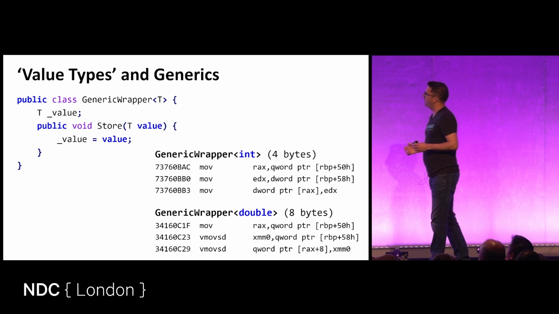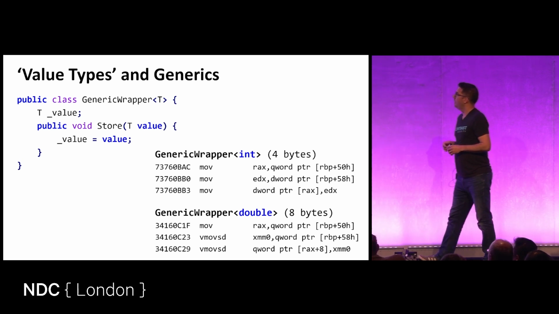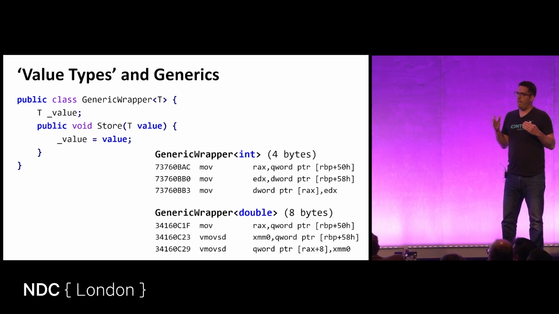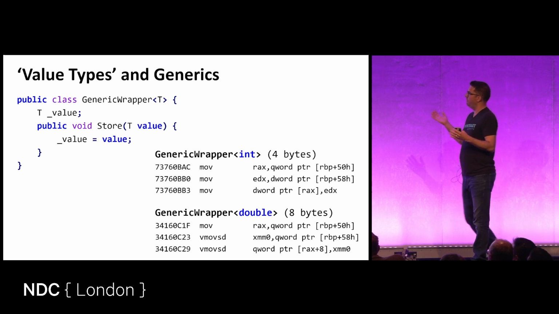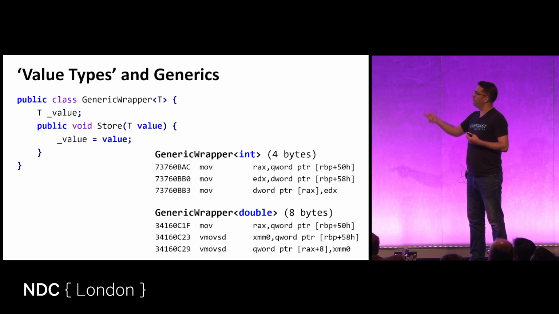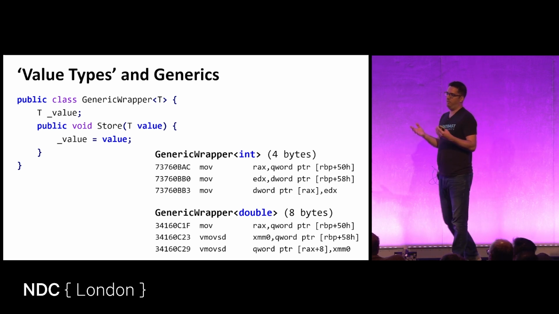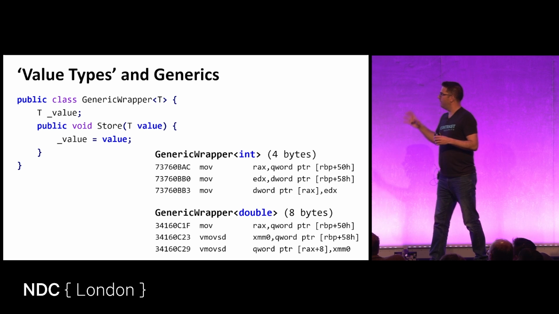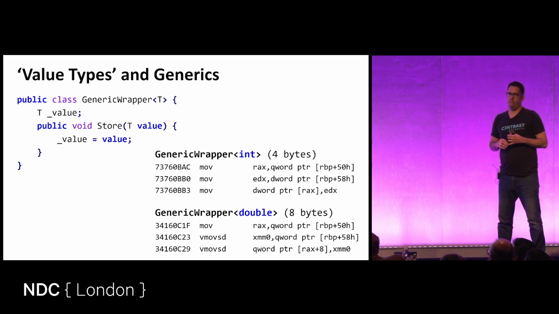Another thing about generics, this might be a bit more known, but if you have a generic method, simplest one possible, literally storing a value. It's a wrapper, right? We've got one field of type T, we've got a store method where we pass in T and it stores it, right? It seems a bit contrived, but I'll show you in a minute there are actually real world examples for this.